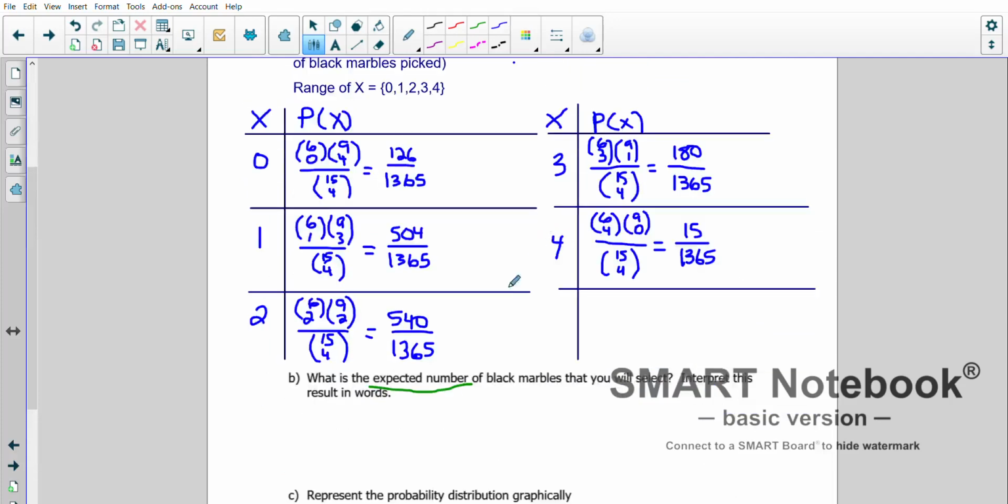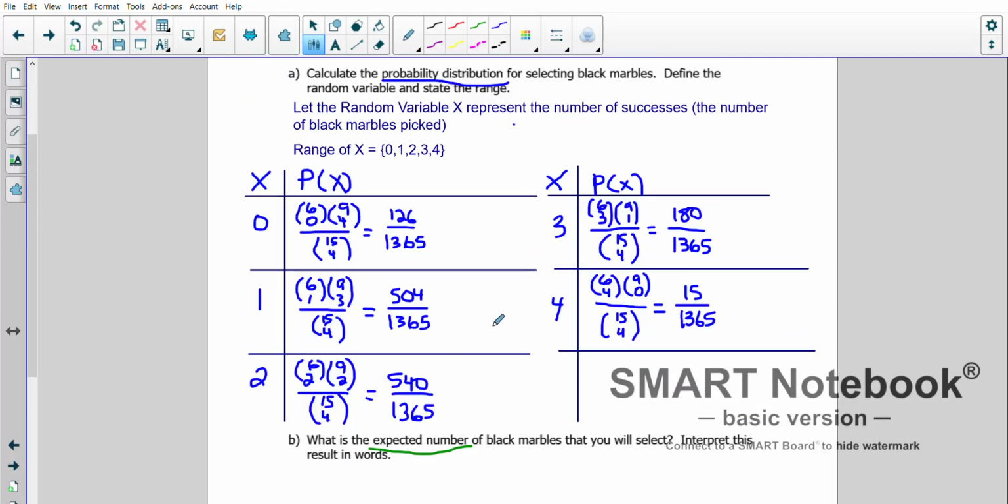So the way you calculate expected value manually, if it's not a binomial distribution or a hypergeometric distribution, is you have to go through this process. I'm going to calculate the value of the random variable times its probability, and then add them up. Make sure that line is blue.